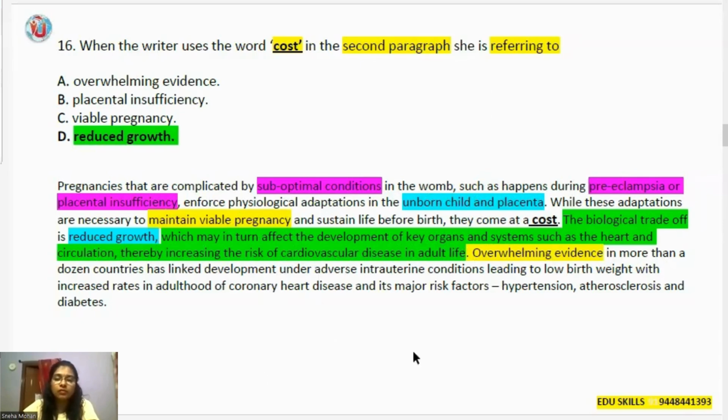What is the negative influence? It is told in the next line. The biological trade-off is reduced growth. Because of these suboptimal conditions in the womb, what is the biological trade-off? What is the effect on the person or the mother? It is the reduced growth. So the correct answer option for question number 16 is D, reduced growth.